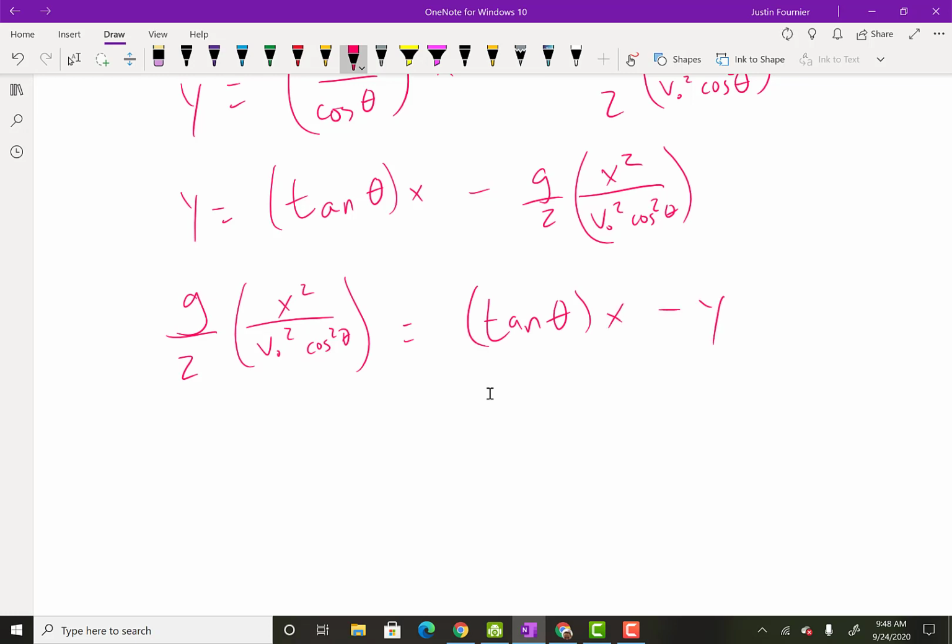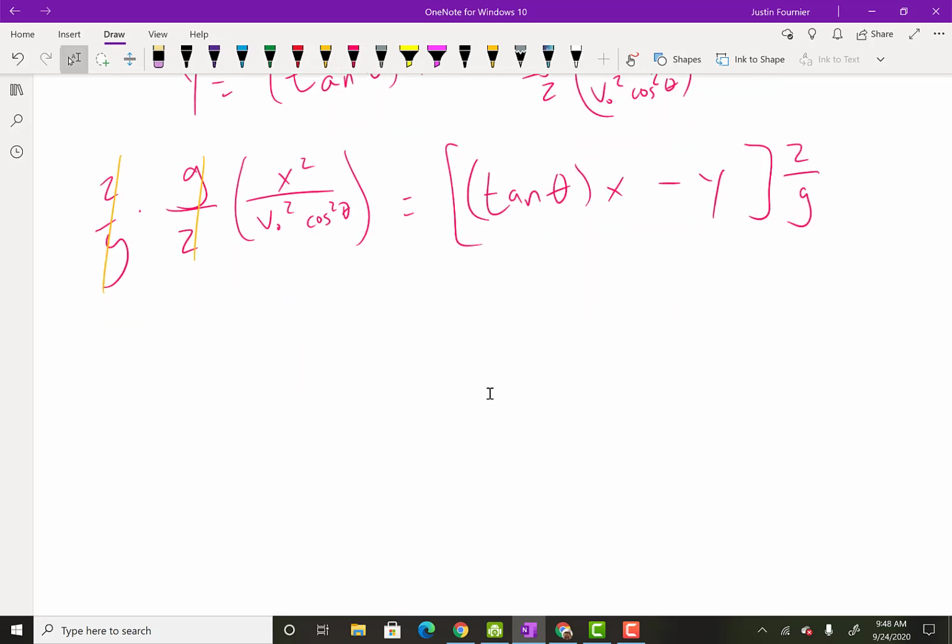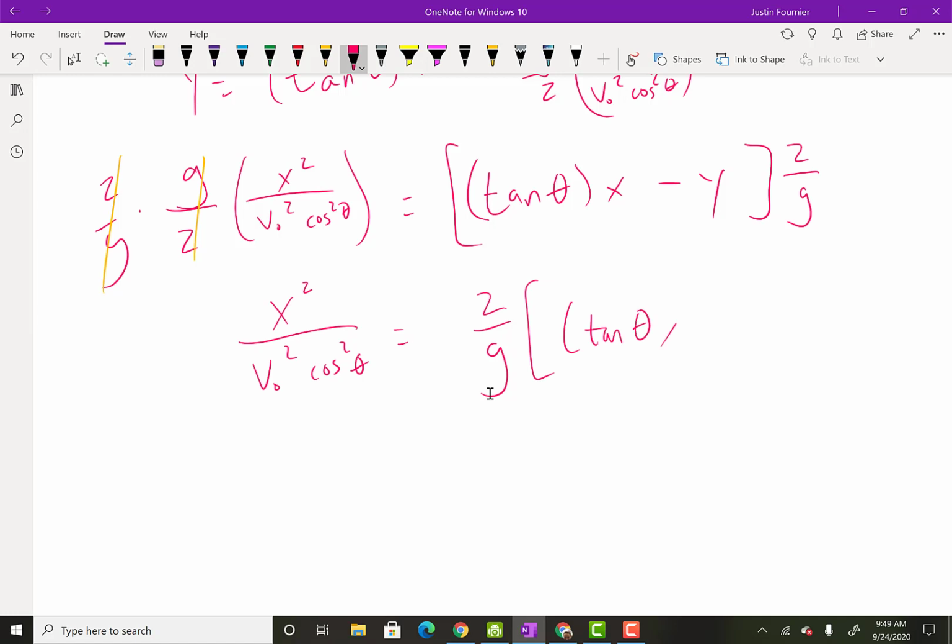Next up, I'm going to multiply by 2 over g. That'll cancel out this. And over here, this is all multiplied by 2 over g. So now I've got x squared over v naught squared cosine squared theta equals 2 over g times tan theta x minus y.